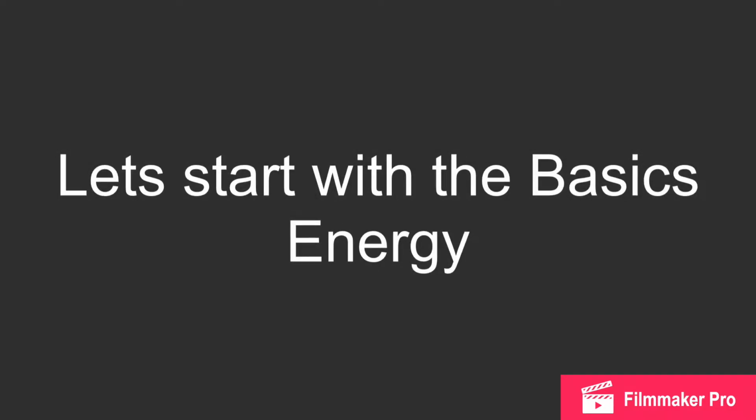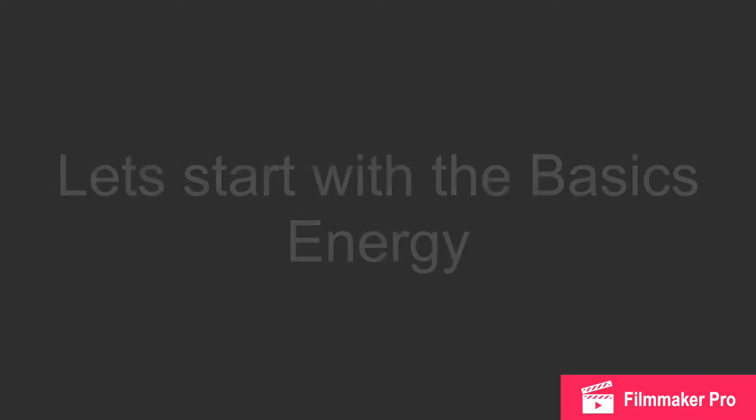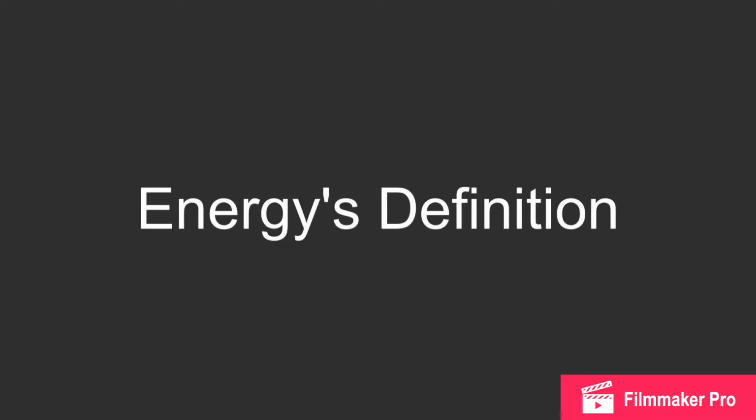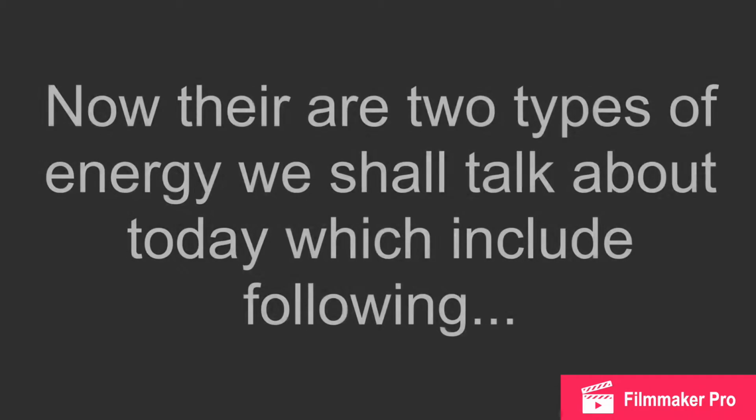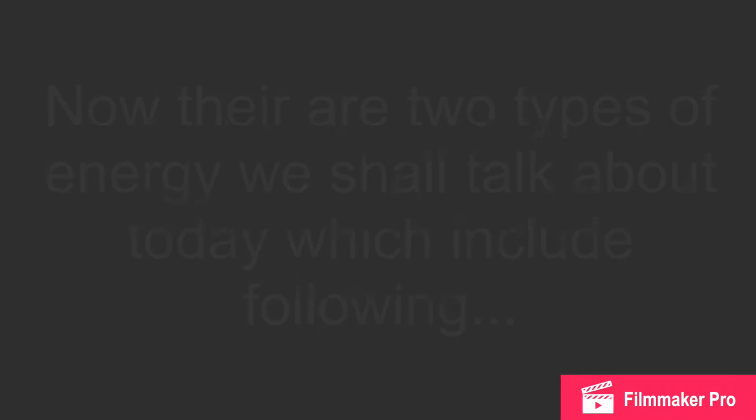Let's start with the basics. Energy. Energy is defined as the capacity of a physical system to perform work. Now, there are two types of energy we shall talk about today, which include the following.